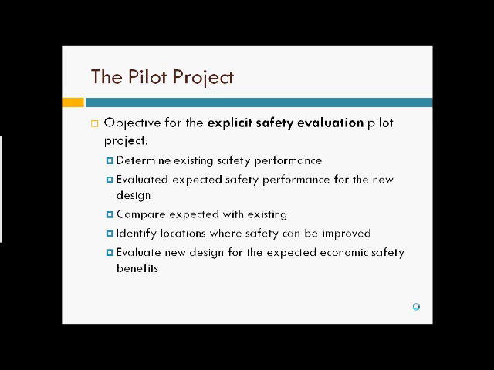The explicit safety evaluation for this project has some objectives. The first one is to determine the existing safety performance, to evaluate the expected safety performance for the new design, to compare the expected with the existing and identify locations where safety can be improved, and evaluate the new design for the expected economical safety benefits.